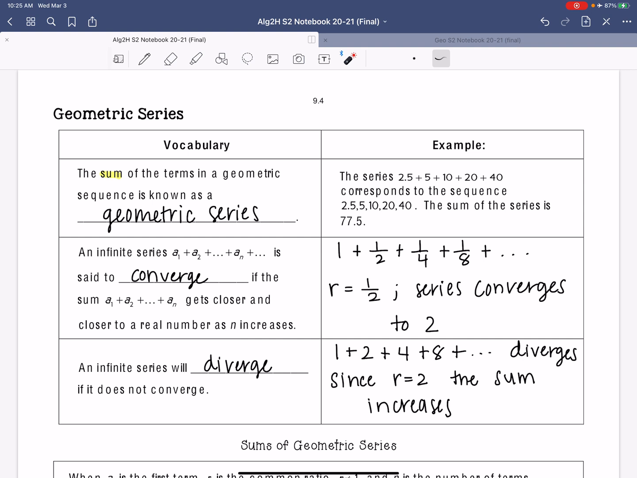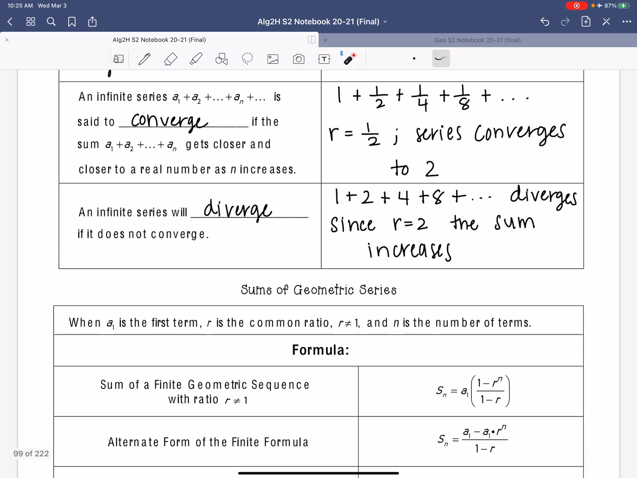Okay, if I have a set series, like let's say to the 11th term, yes, I can figure out what that equals because it ends. It's finite. It's not infinite. So that's what we're going to talk about here.